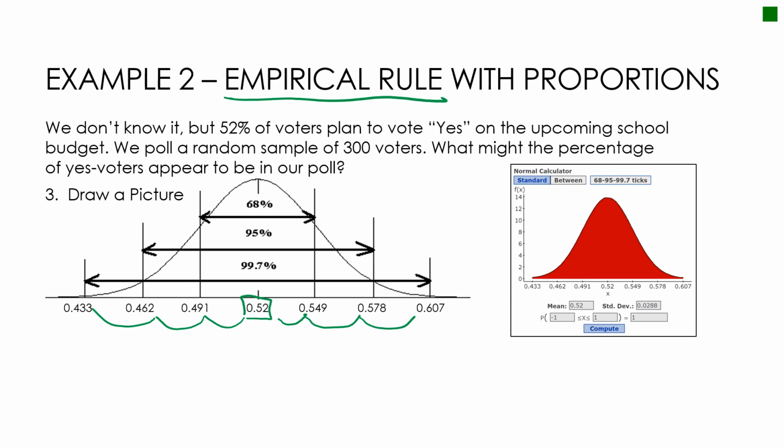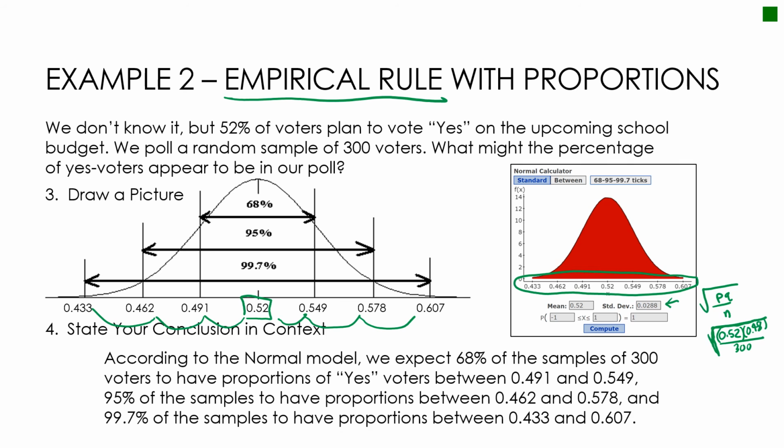And again, I've already shown you how you can cheat by using StatCrunch, and notice I'm going to get those same answers again using my standard deviation, which was found by taking the square root of PQ over N, where P is 0.52, Q is 1 minus 0.52, which was 0.48, and N was 300 voters. So I do all of that, and then I take the square root of the answer, and that is where 0.0288 came from.